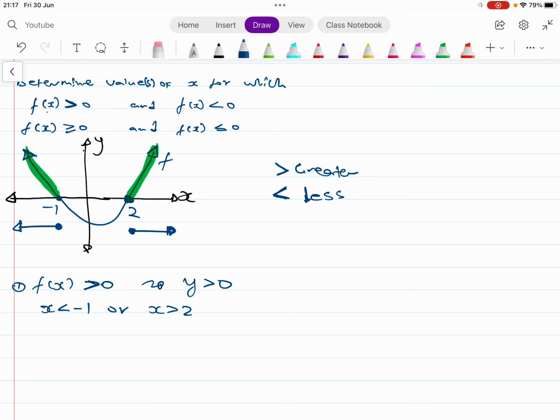When x is less than -1, you see that f of x is actually greater than 0. That means it's above the x-axis. And even when x is greater than 2, you see that f of x is actually positive, being greater than 0.